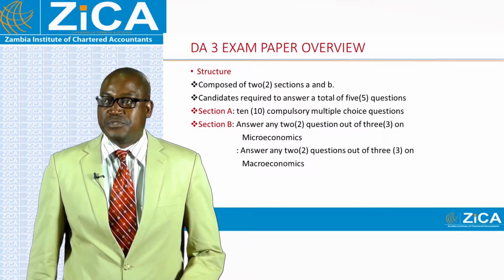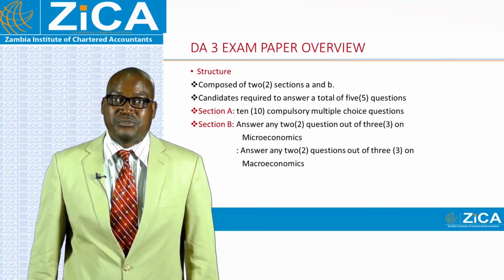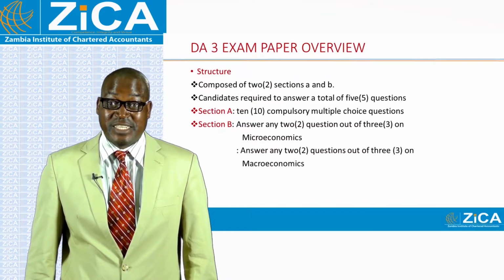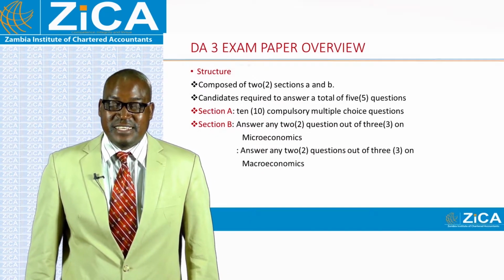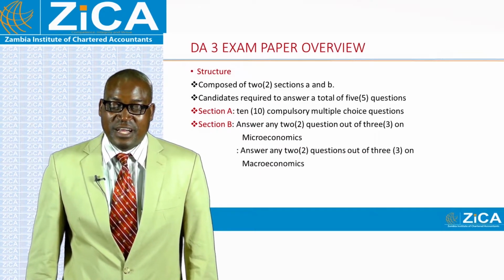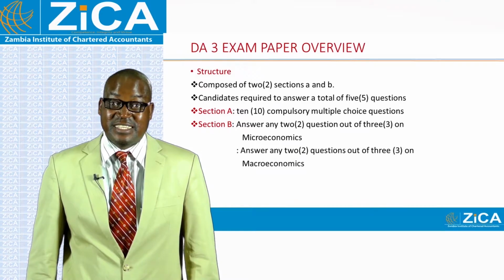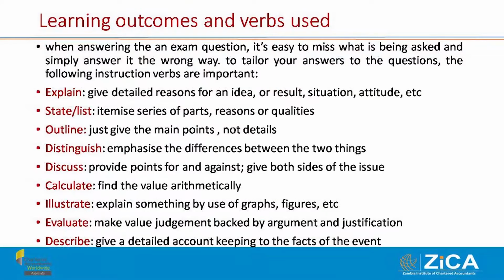Section B is made up of 2 parts as well. There's the macroeconomics part, where candidates are required to select 2 questions out of the 3 questions that are given. Then there is the macroeconomics part, where again candidates are required to choose 2 questions out of the 3 questions. So the total number of questions that candidates are supposed to answer is 5. Okay? Now, when answering the questions, it is very important that candidates understand the verbs that are used in those questions, because it is those verbs that help understand what is required from that particular question.